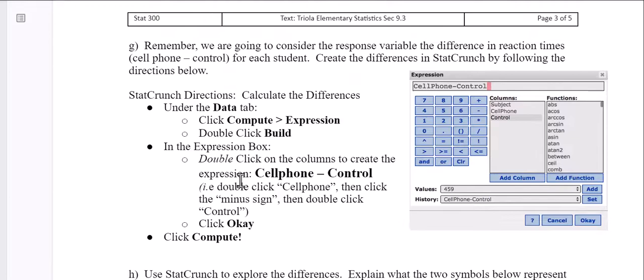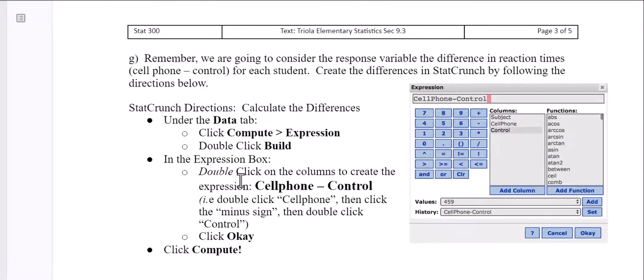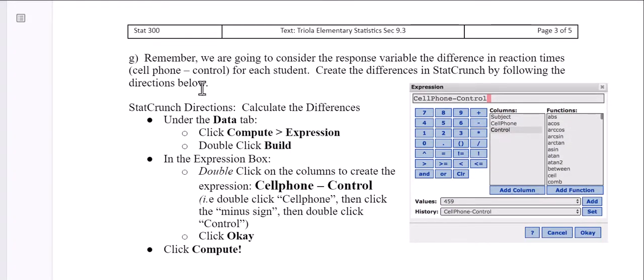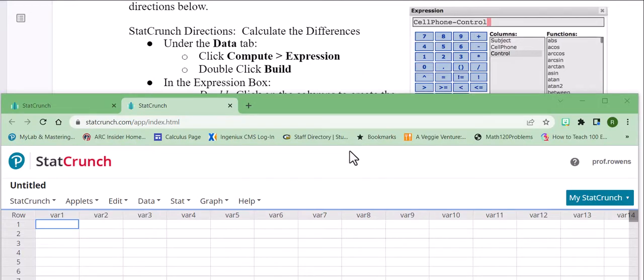Let me go ahead and stop here so we can have the instructions available, and let me pull up StatCrunch as well. All right, bear with me. I'm going to try to see if I can keep the two tabs on the screen. So let's pull up our data.